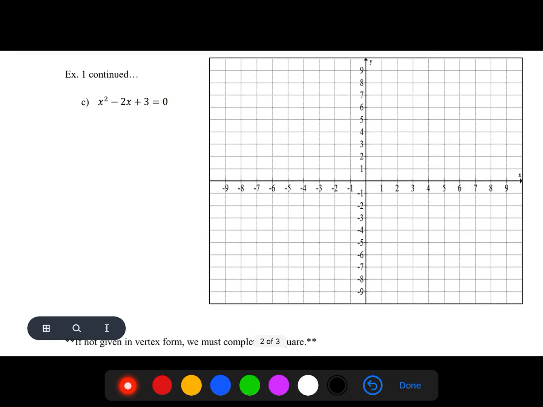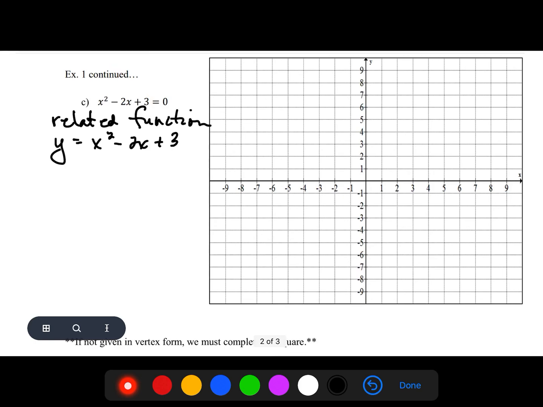Okay, part C, x squared minus 2x plus 3 equals 0. Notice that we don't have vertex form. So we are going to have to complete the square in order to change this function into vertex form. So first of all, we start with our related function, and we do again have to write that in there to show that we are aware that we cannot graph an equation.